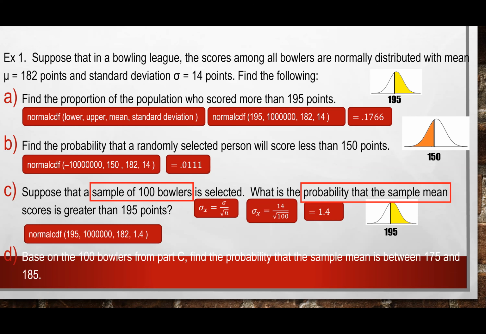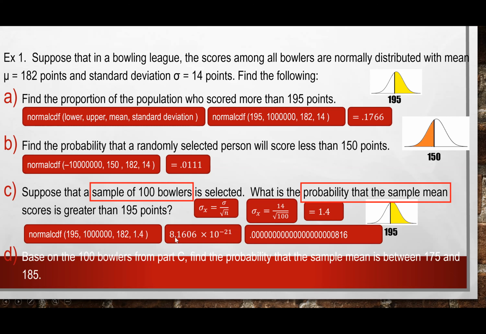Okay, and that's what your goal is, ladies and gentlemen. That's what you have to ask yourself: because they give us the sample, we have to adjust the standard deviation. One thing I want to point out is that if you type this in your calculator, you will see 8.1606 e to the negative 21. The e to the negative 21 basically tells you that you have to take this decimal and move it 21 spaces to the left because it's negative.